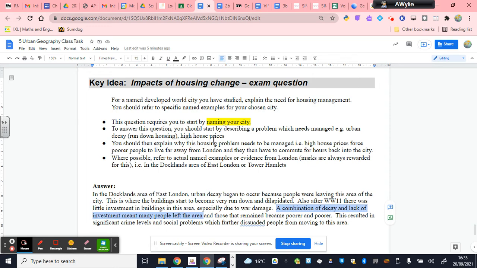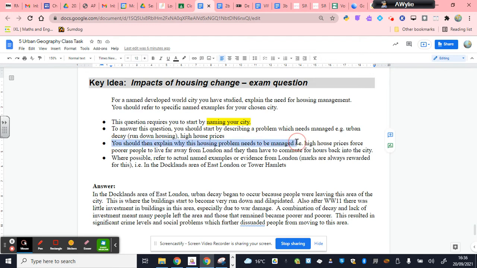Okay. If we go a little bit further, we can get a second mark, and it's suggested in the end of this sentence where people are getting poorer and poorer. This resulted in significant crime levels and social problems, which further dissuaded people from moving to the area. So we have a lack of investment and decay causing people to leave, but then we also have crime and social problems in this area, which is also then further encouraging people to leave. So we have 2 reasons to want to solve this problem. Okay, once again, we haven't said anything about it, but we have now explained this third bullet point, why it needs managed.